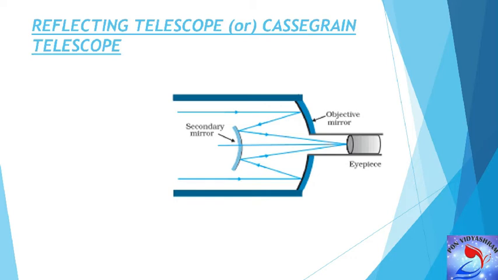Light from the object will fall upon the objective mirror, and what happens? When light falls upon mirrors, we know it will get reflected. The reflected light will fall upon the secondary mirror. And again the secondary mirror is a concave mirror, so again reflection will take place, and this reflected light we can view through the eyepiece and you can see the images clearly in the case of a reflecting telescope. This is the other type.